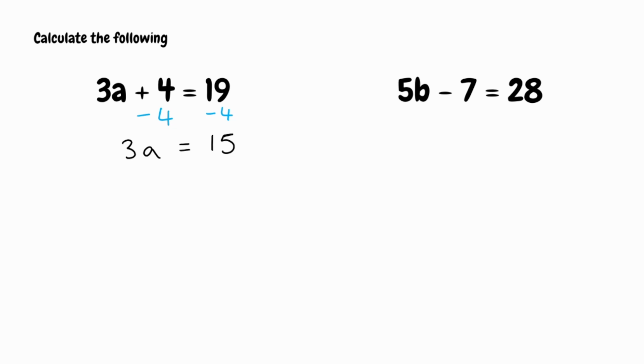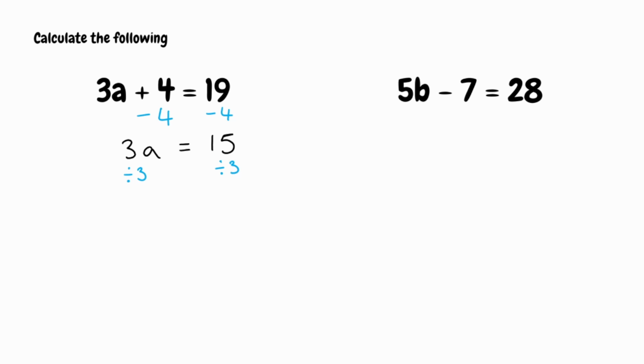We've now got 3a is equal to 15, so 3a means we've got 3 multiplied by a. So the opposite of multiplying by 3 is dividing by 3, so I'm going to divide the left-hand side by 3, which means I need to do exactly the same to the right-hand side as well.